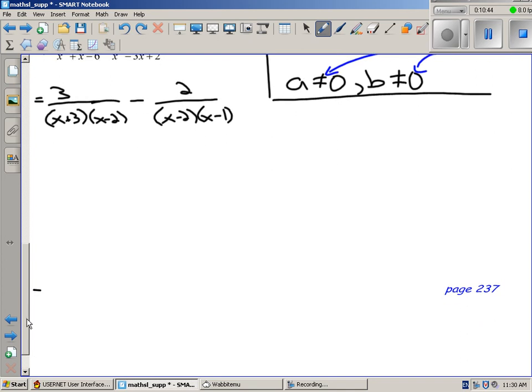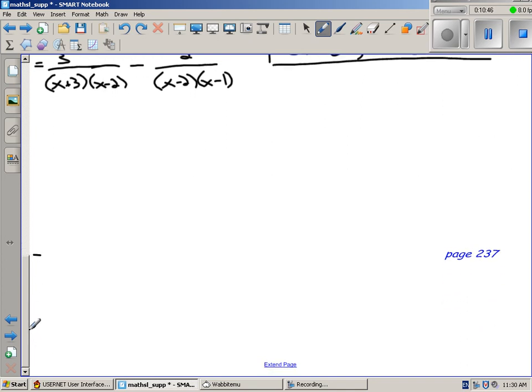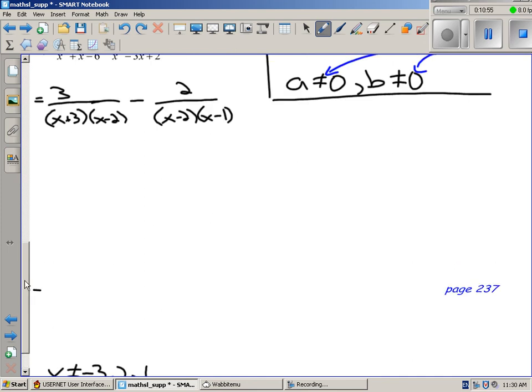I know that I better state my non-permissible values now. So x is not allowed to be negative 3, it can't be 2, and it can't be 1. Great.